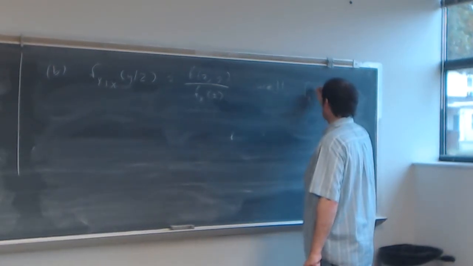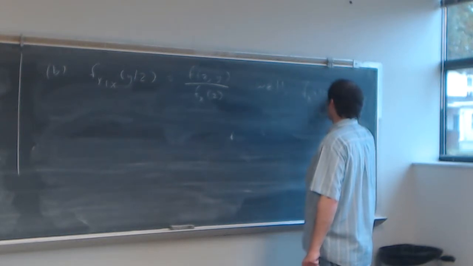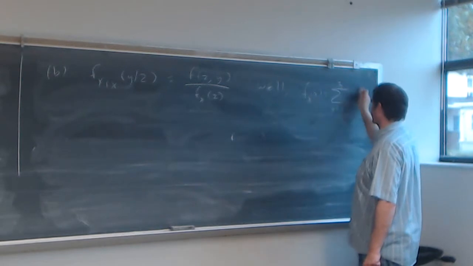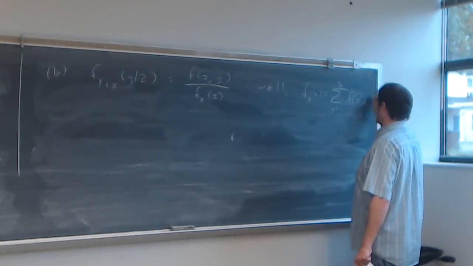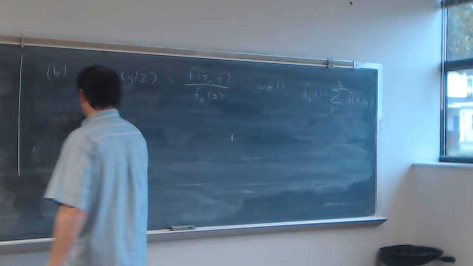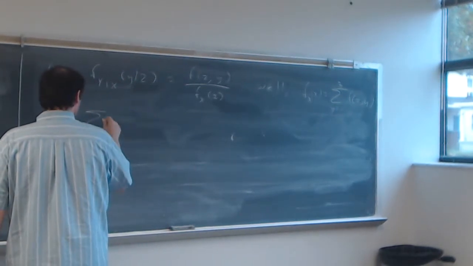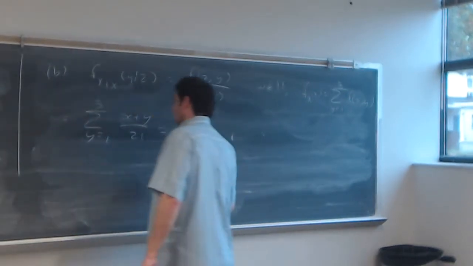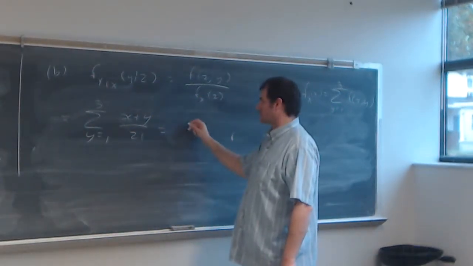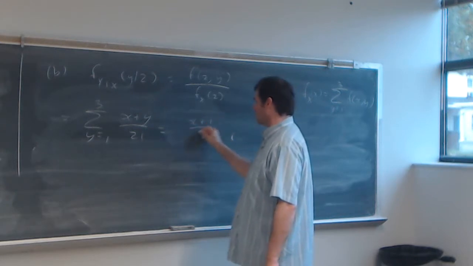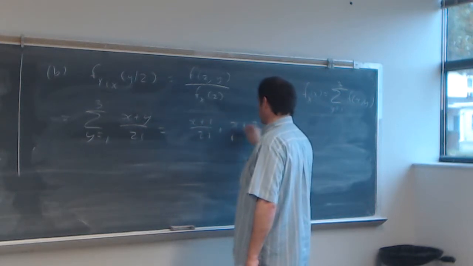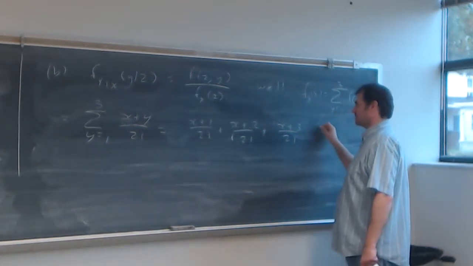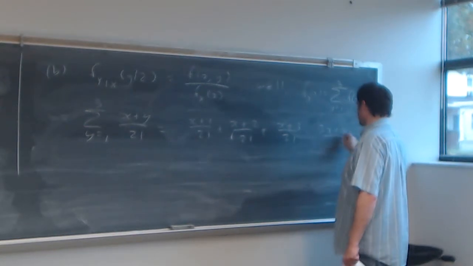That's f sub x of x, which will be the sum over all y values. So that's the sum as y runs from 1 to 3 of the joint f of x comma y. Let me expand that a little bit. It was x plus y over 21. So let's see what terms are here. This is going to be x plus 1 over 21 plus x plus 2 over 21 plus x plus 3 over 21. That ends up being 3x plus 6 over 21.